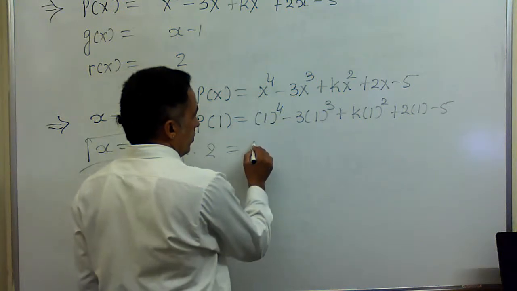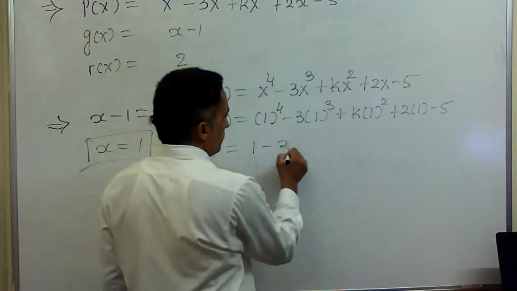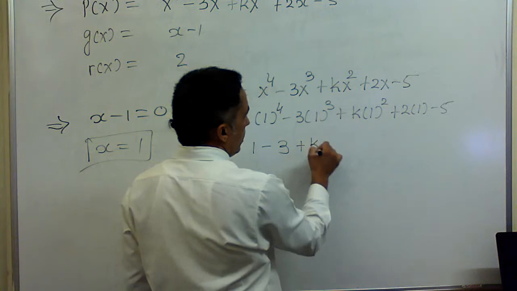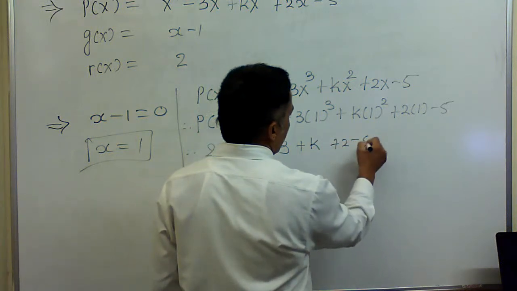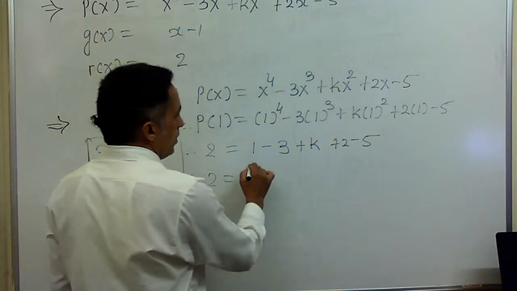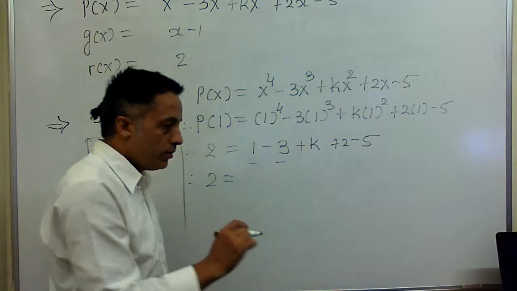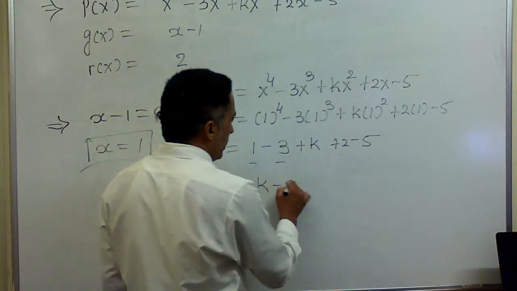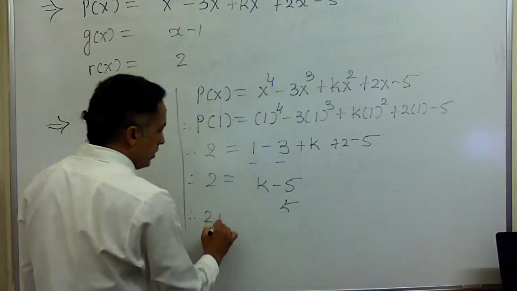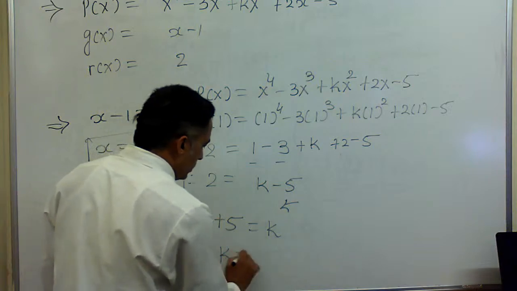1 raised to 4, 1. 1 raised to cube, 3. 3 ones are 3. 1 square is 1, 1 into k, that is k, plus 2 and minus 5. 1 minus 3 minus 2 and plus 2 is 0. So finally we will have k minus 5, and minus 5 is shifted to the other side. So 2 plus 5 is equal to k. So k is equal to 7.